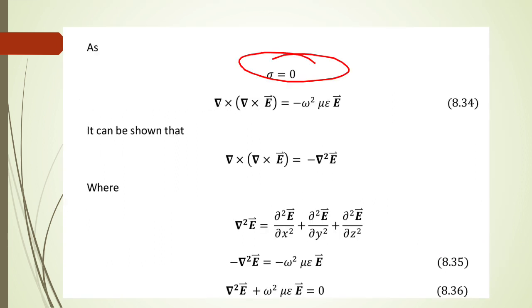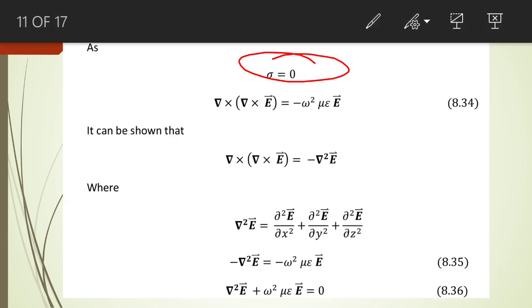So let us go to this particular slide. We put the value of sigma in equation number 8.33, and we simplify the right hand side of equation number 8.33. So the curl of the electric field intensity will be equal to minus omega square mu epsilon E. Alright, so this is equation number 8.34.